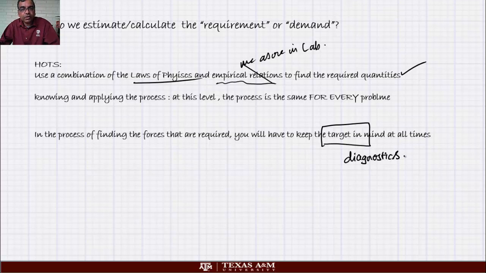We will periodically stop, take a look at it and say, okay, is it helping me or is it hurting me? And the quicker you can do the diagnostics, the better you will be at doing these kinds of things. And this diagnostics comes with knowing the core elements as to when to use what, following a systematic process, and having some experience.